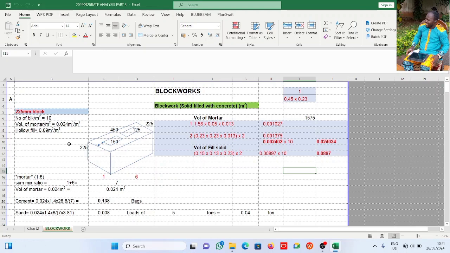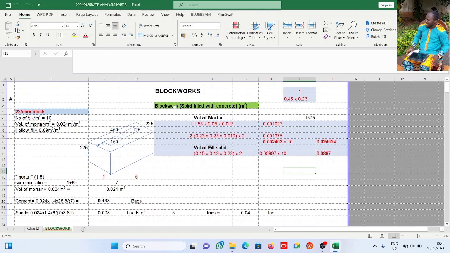And basically we have different sizes of blocks. It could be 9 inches, it could be 6 inches, it could be 4 inches, and there are even smaller blocks now. So our 9 inches blocks are the normal 225 blocks, which could be solid, could be hollow, or could be filled solid, like filled with weak concrete. Now we have the 6 inches block, which is the 150 mm block. We have the 4 inches block, which are the 100 mm blocks.